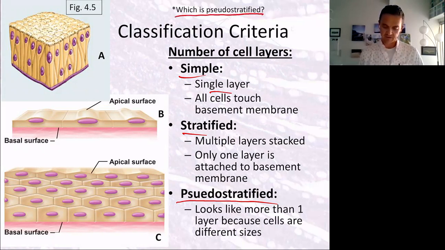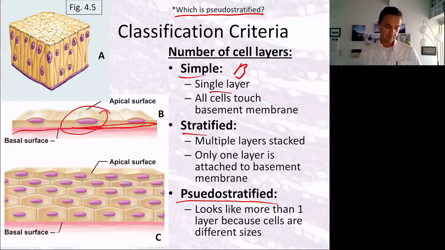And then, if we were in class, I would have you answer this question of those three, A, B, or C, which one is pseudo-stratified. Okay, so pause it for a sec, see if you can match those up. Okay, so let's take a look. So B here is obviously the simple. Okay, so we see that it's just one layer of cells all touching the basal surface.